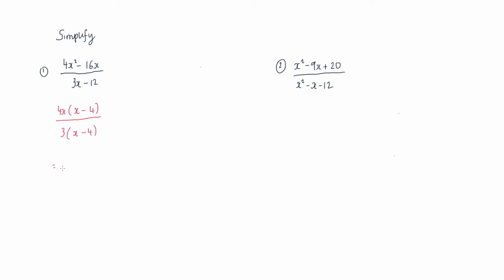Now the simplifying bit is very simple. All you need to do is, if you see anything on the top that's the same as the bottom, you can cut it out. So x minus 4 can go, x minus 4 can go. So then you're left with 4x over 3. That's your answer.